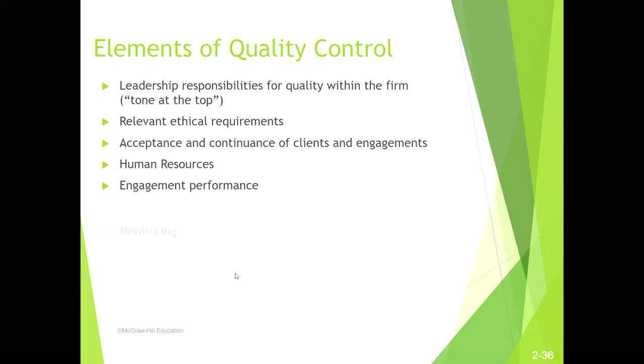And then quality control element number 6 is monitoring. So this is basically, do firms have policies and procedures in place to make sure that all these other elements are working as they're supposed to, right? So those are the different elements for the quality control, having a good quality control in an audit firm.